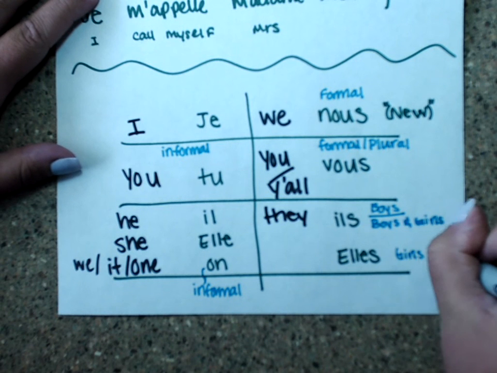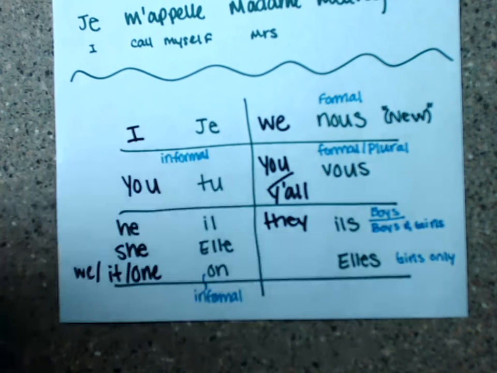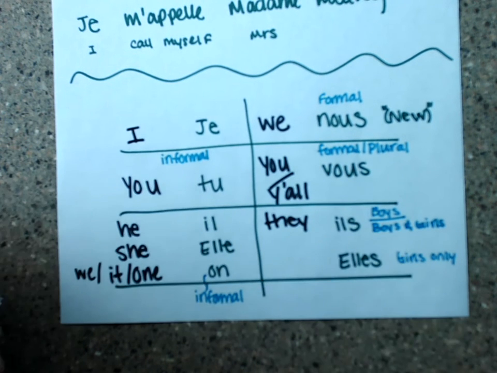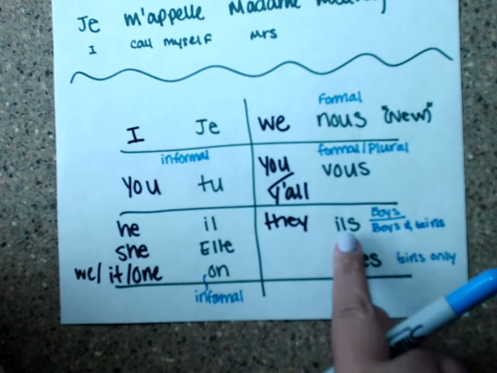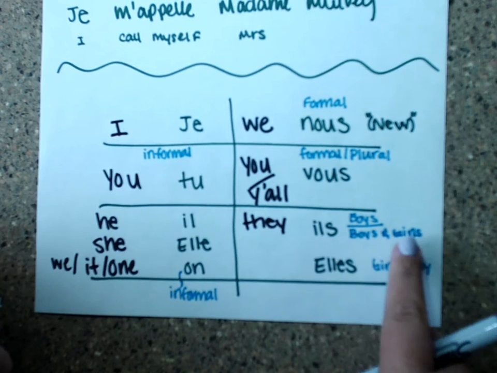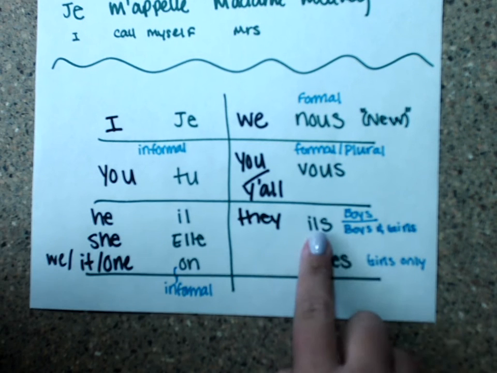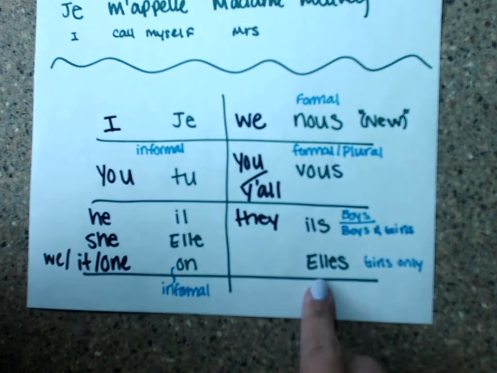So girls only. So if I have a group of 10 kids, 9 of them are girls, and one of them is a boy, which one do you think I'm going to use? Yeah, I'm only going to use il because it's a boy and a girl. It doesn't matter how many boys there are. Just as long as there's one, you use il. If there's only girls, then use elle.